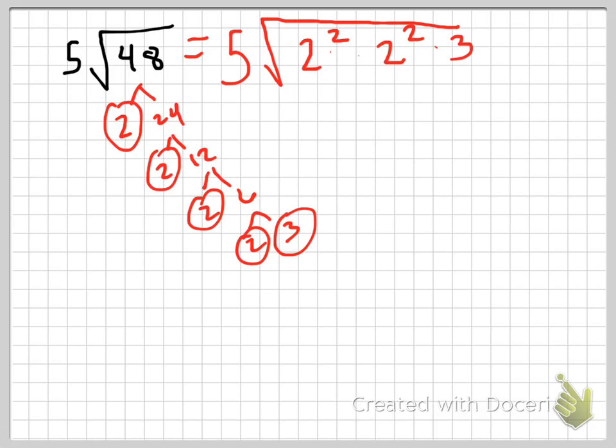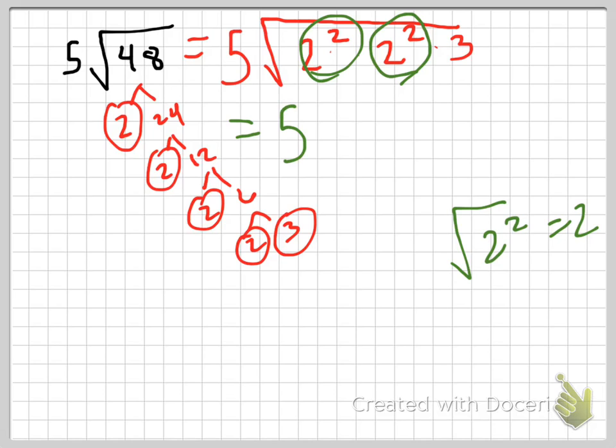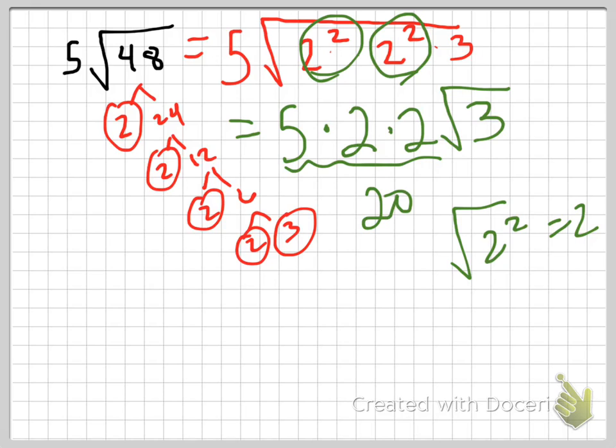It doesn't matter how I write it, because no matter what I do, this right here is going to come out of the square root sign. Because what's the square root of 2 squared? 2. So these are each going to come out, and I'm going to get 5 times 2 times 2. Those both came out. And what stayed in? A 3 stayed in. Now I can multiply these things out on the outside here, and what do I get? 20 square roots of 3, and that's my answer.